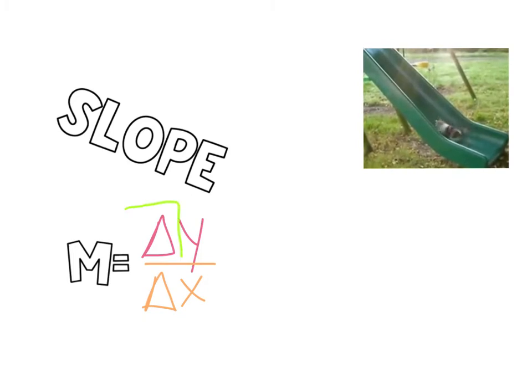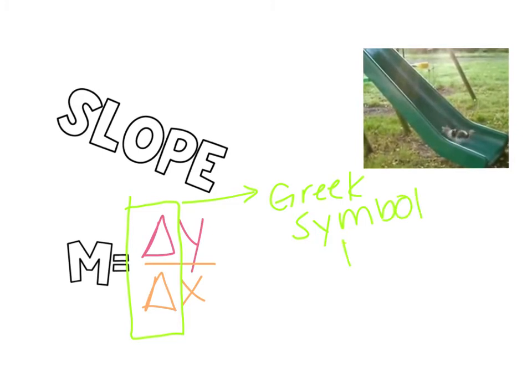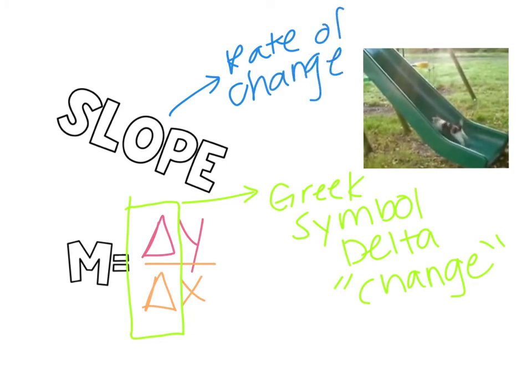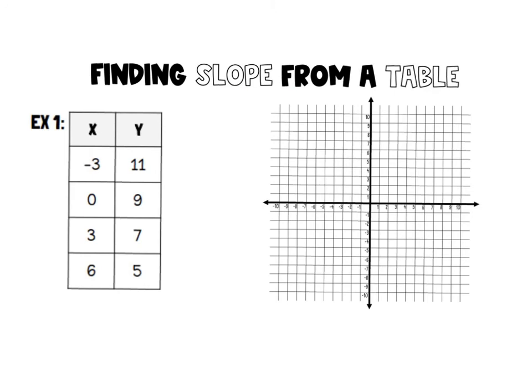And remember that this little triangle is the Greek symbol delta. And it means change. Because slope is a rate of change, we're trying to figure out how much something changes. Rate of change. For our first example, we have a table and we are going to look for a pattern.